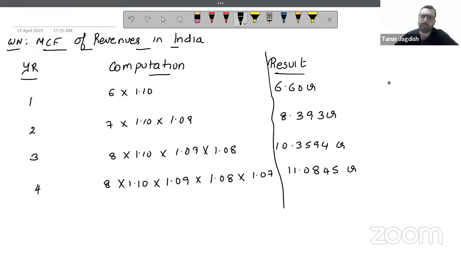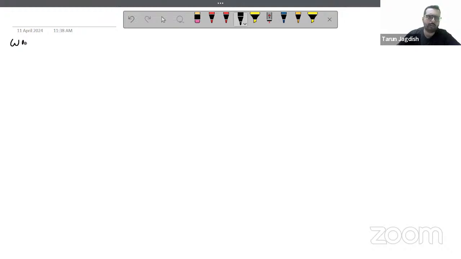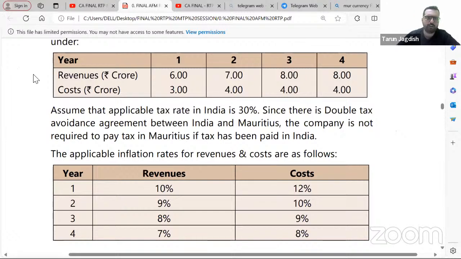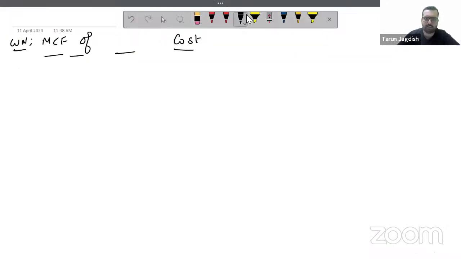In the same way, I have to go and work out the money cash flows for variable cost also. So I'll write down the next working note. Money cash flow of variable cost. Variable cost or total cost? It's the total cost, not variable cost. Money cash flow of cost.